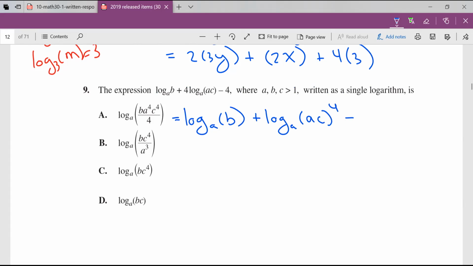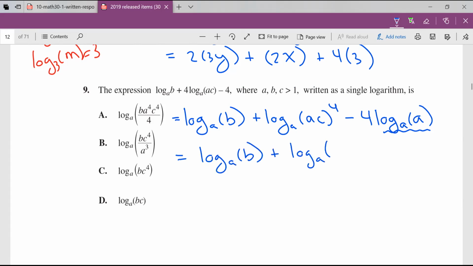And now what's really sneaky here, friends, is we got to write this as a single log. So what I'm going to do, which is super sneaky, is I'm going to write log base a of a, because log base a of a is 1. And I need that log in there to simplify this. Now I'm just going to take my time with this and simplify that power of 4 here. So it becomes a^4, c^4, log a^4.